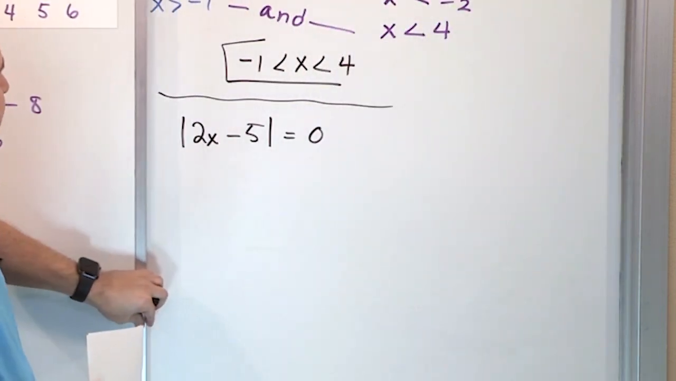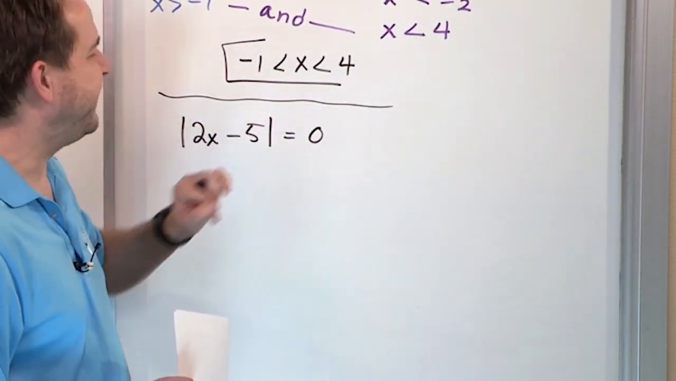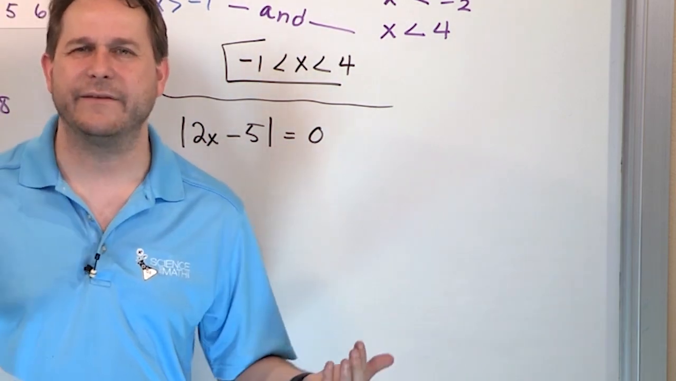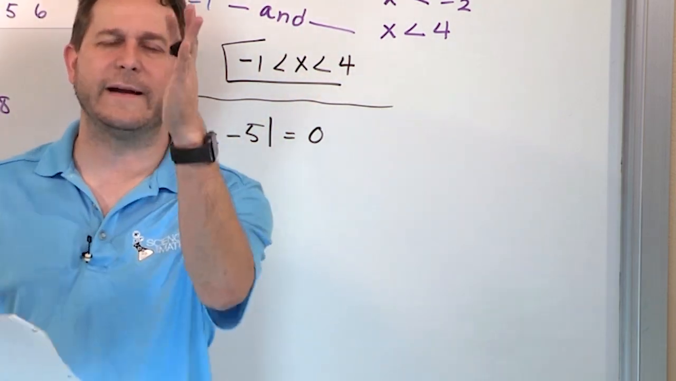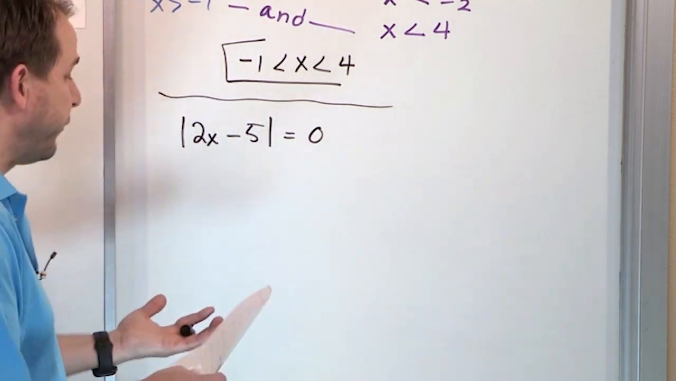But this is why I wanted to do this problem. Now we have an absolute value equal to 0. Well, there really is no such thing as negative 0 and positive 0. 0 is right in the middle. So really, there's only one equation here.